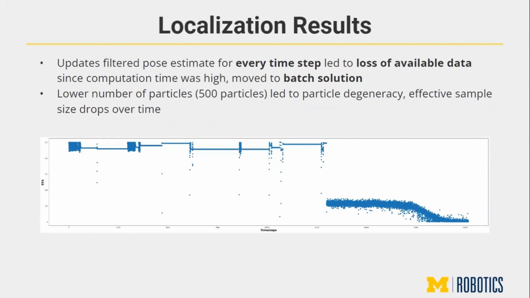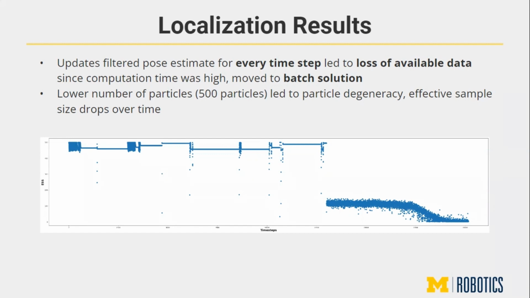The online implementation of our particle filter was pretty lossy in that most of the measurements were not being used. This is because we had a really high computation time for each run of the particle filter, and this was using 500 particles. But even with 500 particles, you can see there's a drop in ESS pretty quickly, and you have to note that this is within a 30-second time frame.